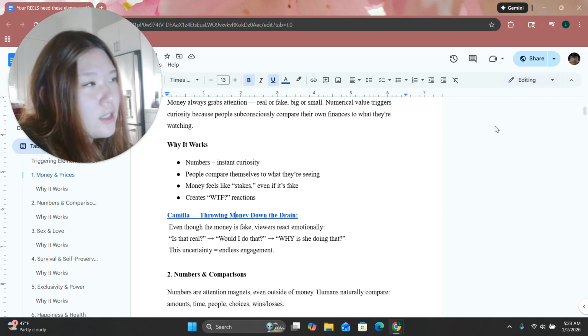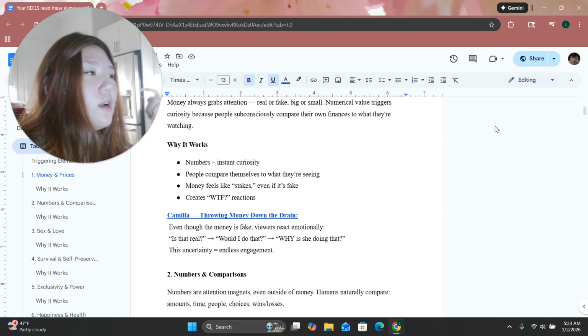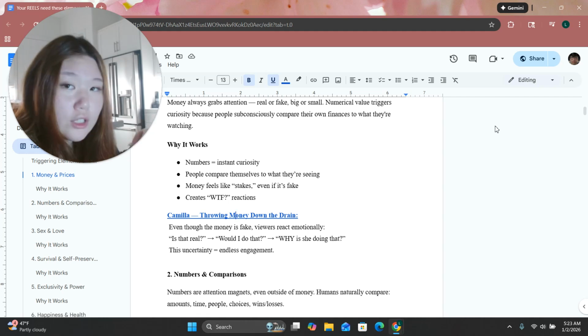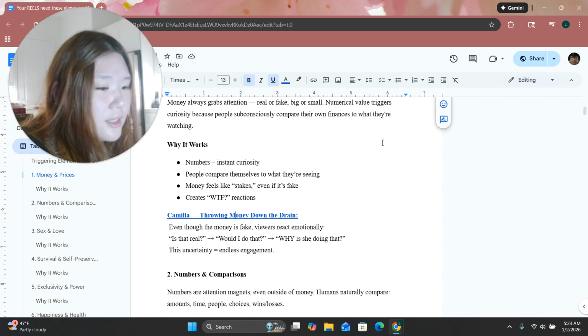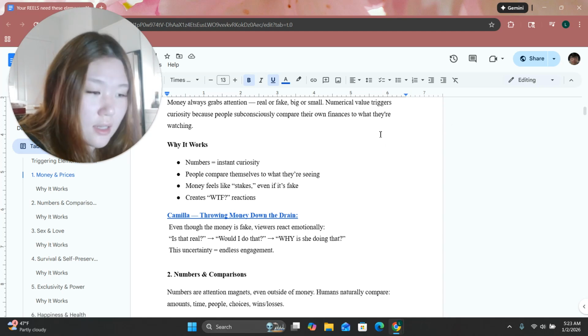And mind you, even if it is fake, it still triggers similar reactions, because people think, is it real in the first place, or would I do the same? It sparks a chain going on over and over, like, why is she doing that in the first place too? So curiosity sparks endless engagement in that sense.